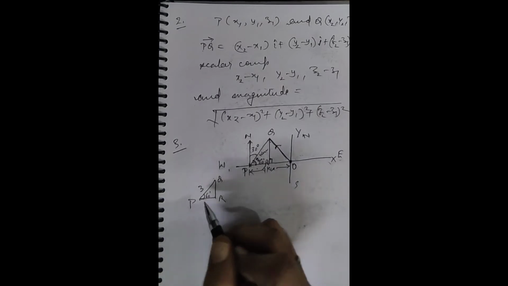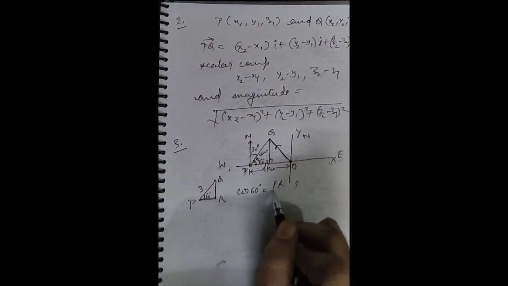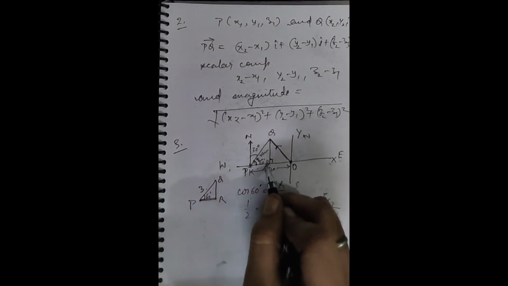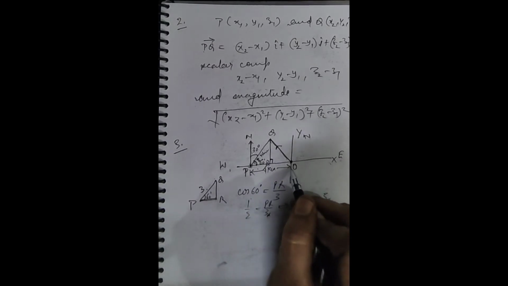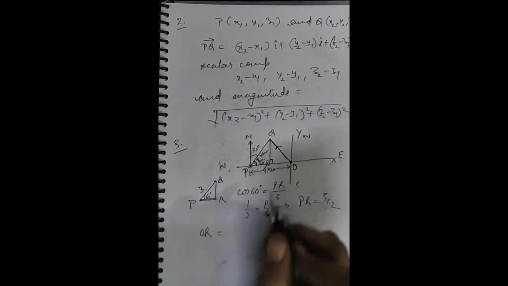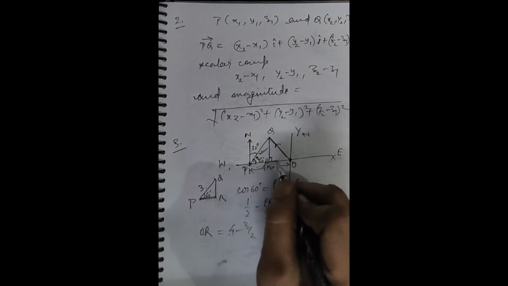Now using this 3 kilometer and 60 degree we can find PR. So based upon the hypotenuse, if I take cos 60 degree in this triangle, I get PR upon 3. Cos 60 is 1 by 2. So we get PR equal to 3 by 2. This length PR is 3 by 2. So the total length from the origin is 4. That's why subtract 3 by 2 from 4. So we can get OR. This will become 4 minus 3 by 2. It's 5 by 2. So we have obtained the length of the component of this vector along the x-axis.